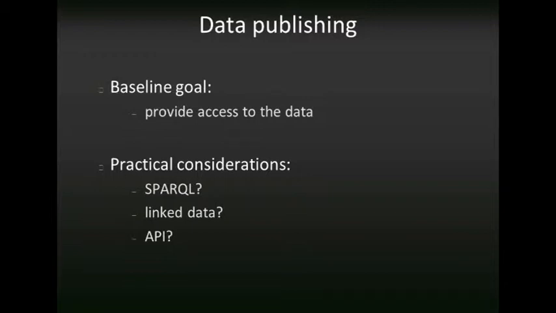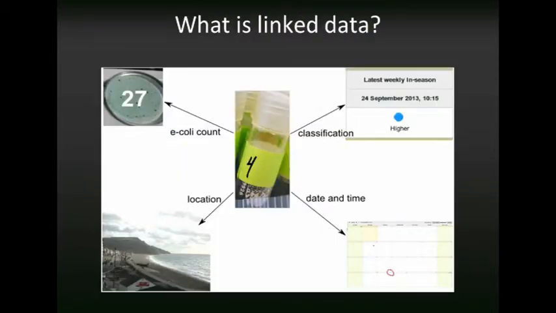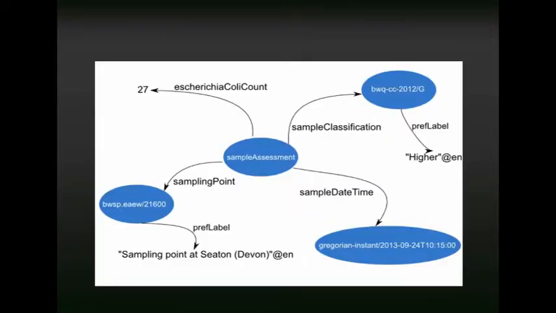Now, the key to this, and the approach that has been settled on by the Environment Agency, is this notion of linked data. Now, what is linked data? Well, if we consider some situation that we're trying to represent. Here we've got a sample, in the middle, a water quality sample that was taken on some particular date at some particular location. This happens to be Seaton in Devon on a particular date, and we have an E. coli count, which results in a particular classification under the Bathing Water Directive.